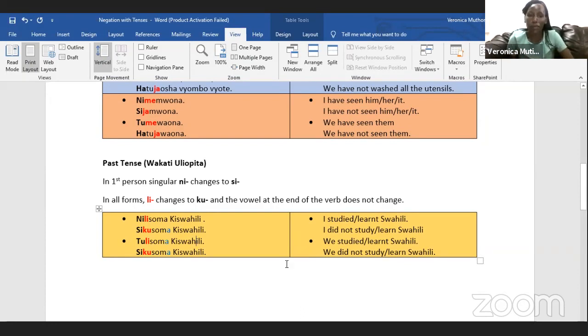So the most important thing here again to note is that the first person singular prefix ni will change to si if you want to negate either a verb or a statement in the past tense in Swahili. And in all forms, singular or plural, li, which is the past tense marker, will change to ku. And the vowel at the end of the verb does not change.